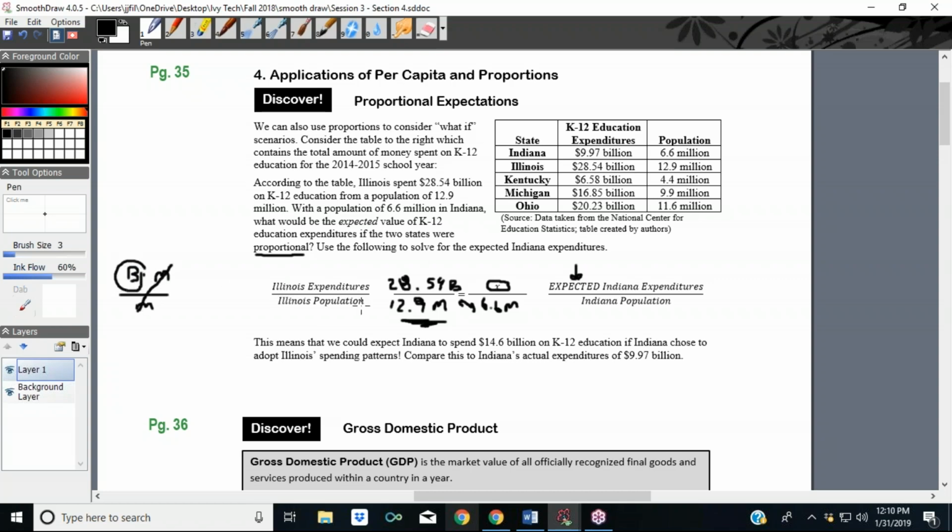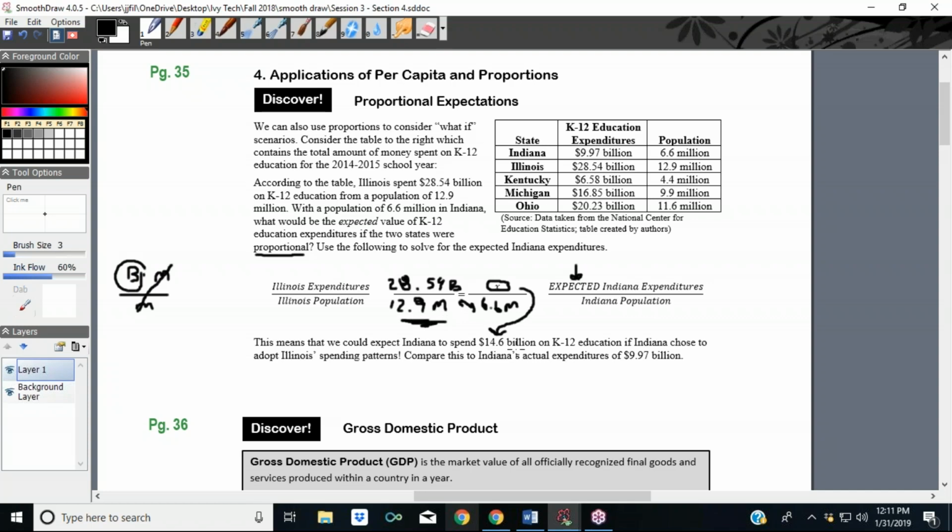So since this is the case, we don't actually have to put the times 10 to the 9th and times 10 to the 6th on these numbers. We'll just know that whatever answer we get will be the number of billions. So to solve this, we would multiply 28.54 times 6.6 and then divide by 12.9, and the answer would be 14.6. And then we would put $1 billion.